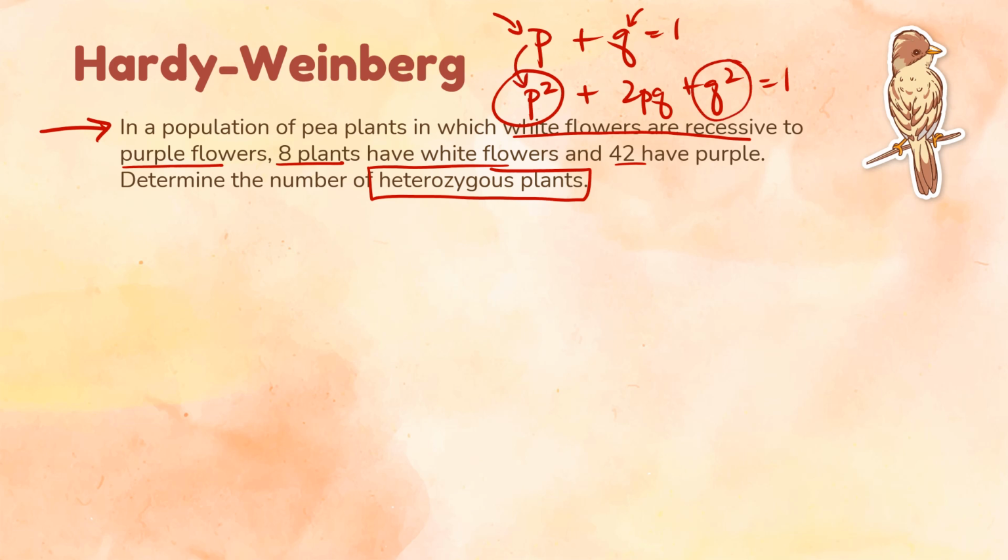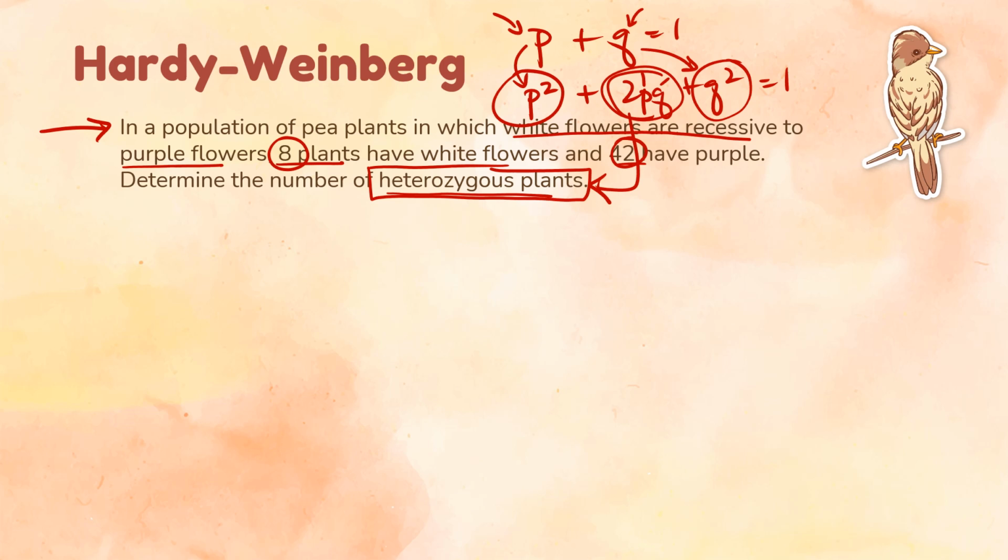Two of the recessive alleles, this is homozygous recessive. My heterozygotes, this is the 2PQ number in the middle. So to find the number of heterozygous plants, I need to figure out P and also Q. How are we going to do that with only 2 numbers given to us in the problem?